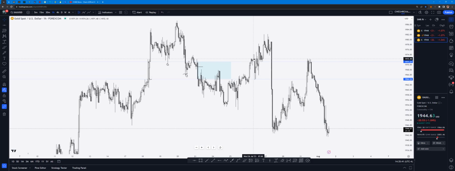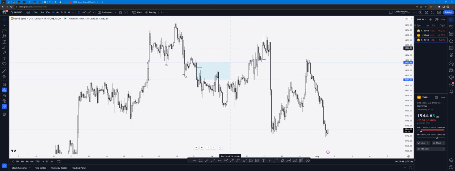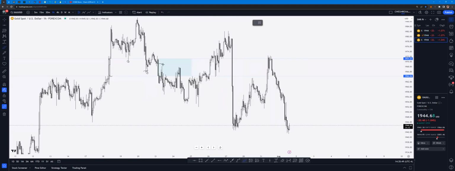Okay, let's do a quick recap. How do we mark our ISL? First, we need a 2-time breakout. Always remember this: we need a 2-time breakout, 2 times. Then identify the type of engulfing.